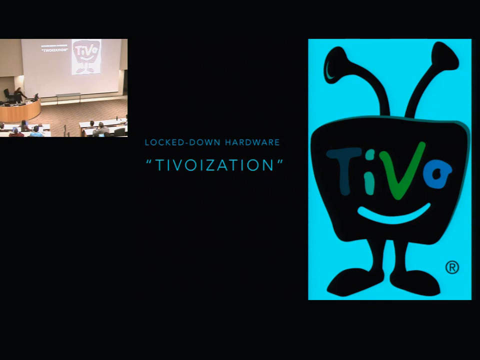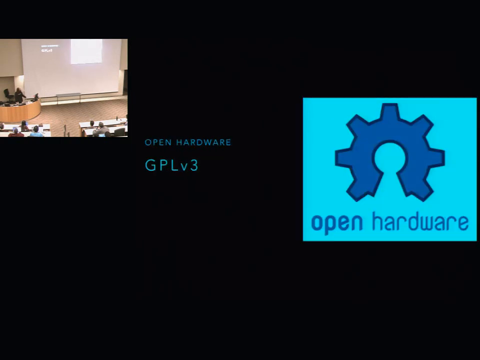So at some point, it was realized that this is so problematic that it is undermining the whole mission of the Free Software Foundation. And so their new version of the GPL came out, GPL 3, which forces an idea of open hardware.